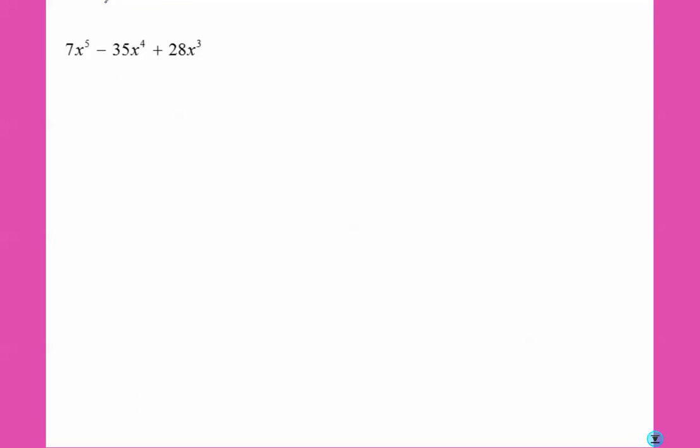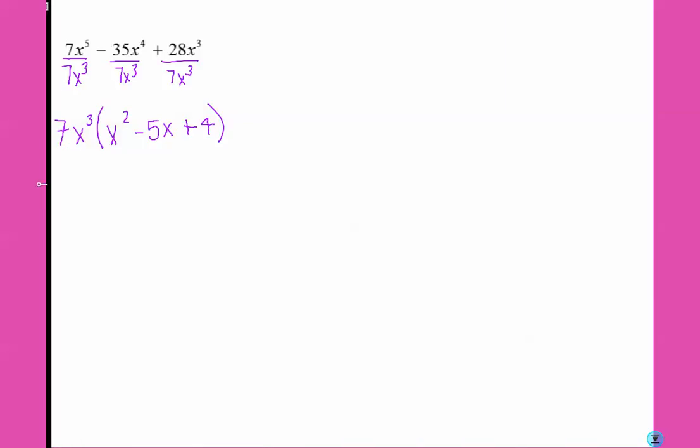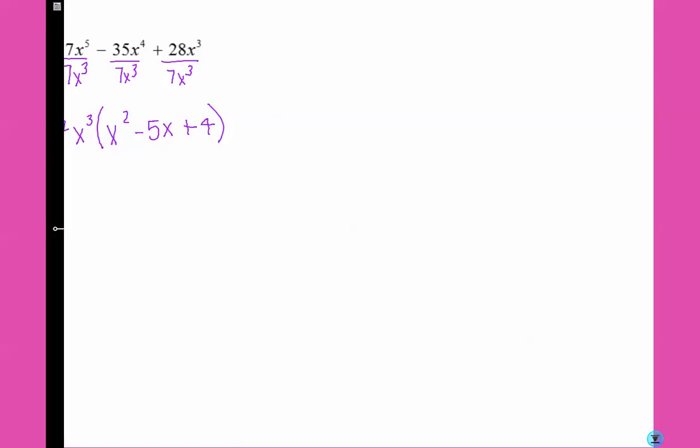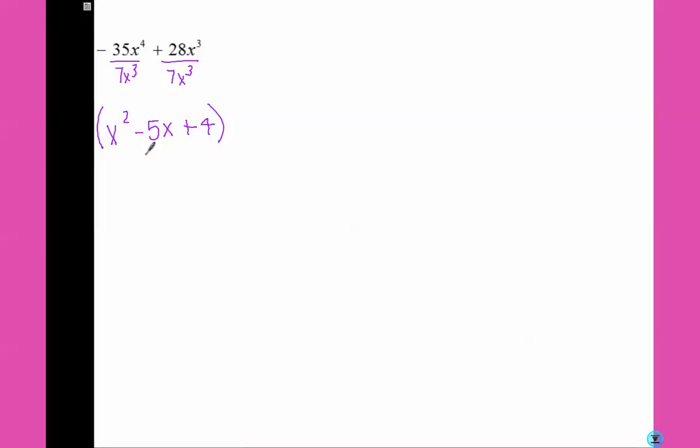All right, this one, if we notice, all 3 terms have x's, so we definitely have a GCF this time, and all 3 terms are divisible by 7. So I'm going to take out 7x cubed before we start. So I'm at 7x cubed, and I'd be left with x squared minus 5x plus 4. Since I don't need the 7x cubed while I'm doing my grouping, I'm going to ignore that. I'm going to sort of cover that up, and I'm going to focus on what's left here.